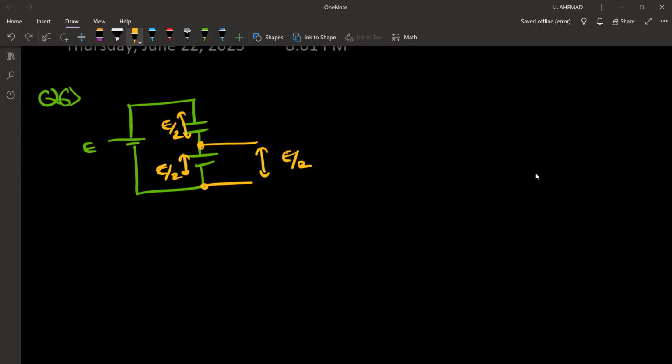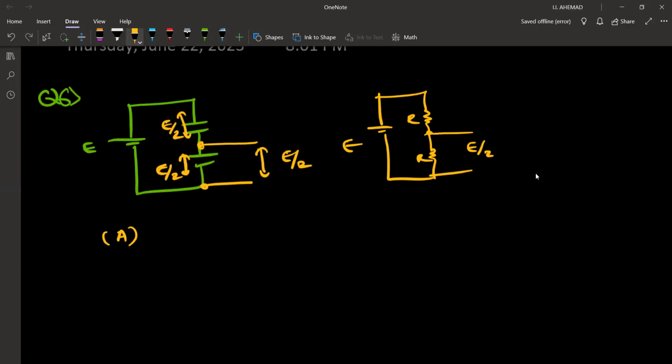And in the second case, we have two resistors. So we know that it is a potential divider. And now if we measure the EMF across this resistor, it is going to be E by 2 because both of them have equal resistance. So statement A is correct.